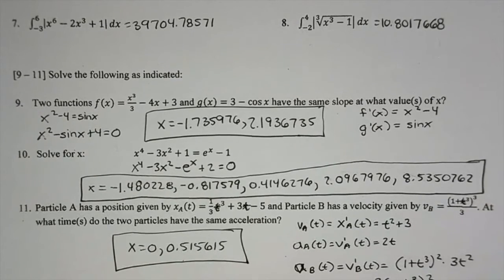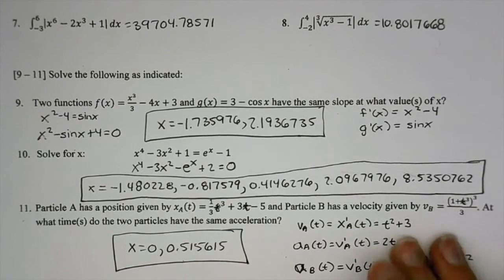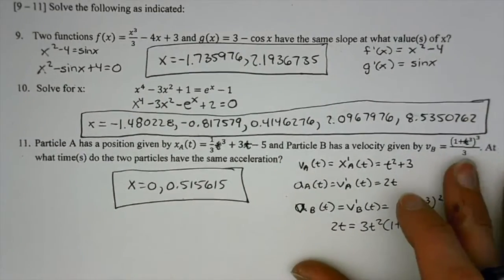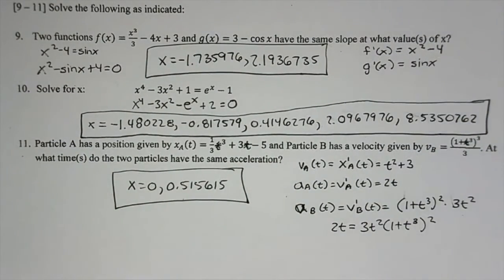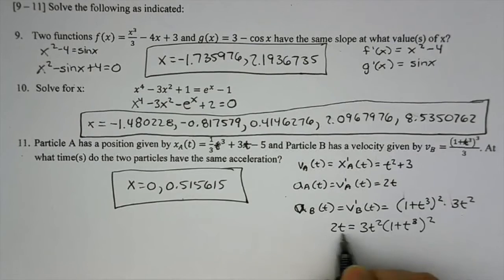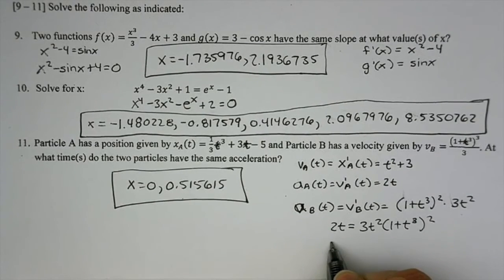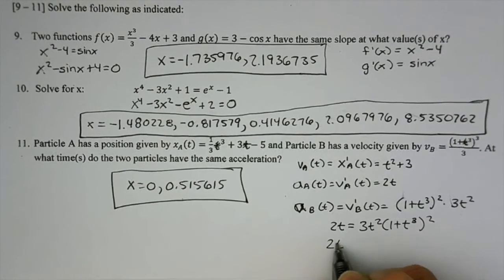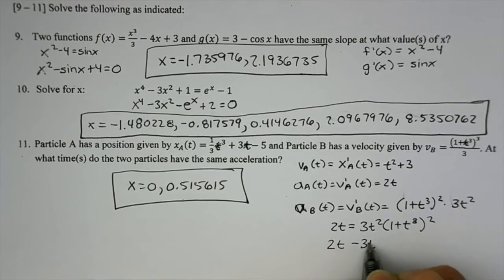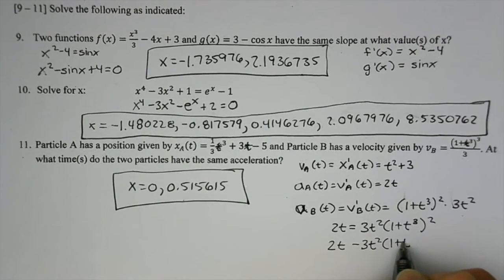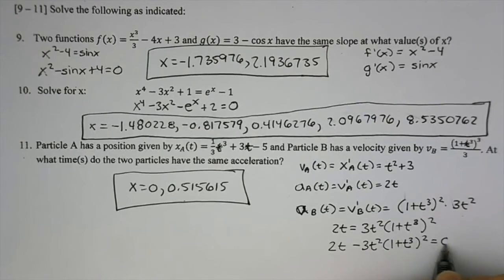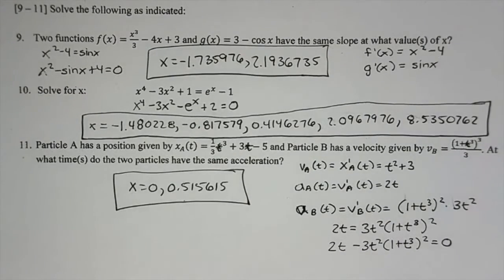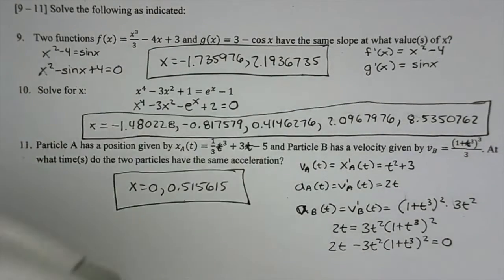cubed quantity squared. Once you have an equation, the equation being generated from whatever you're trying to solve for, the first step is to get that equation to equal 0. So I'm going to go ahead and subtract that 3t squared times 1 plus t cubed quantity squared over to the other side. And once it equals 0, I'm going to graph that function.